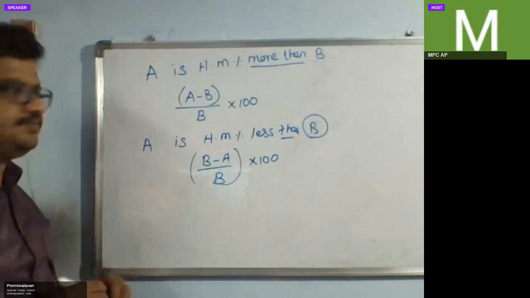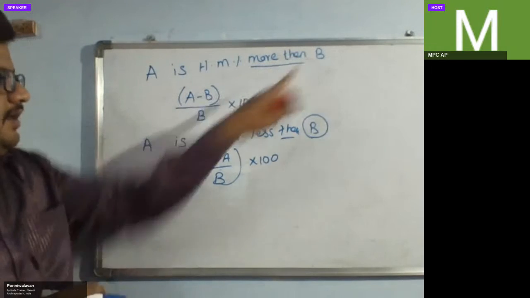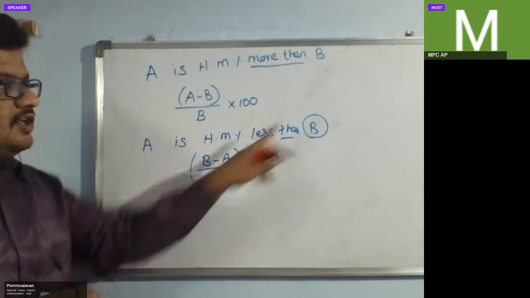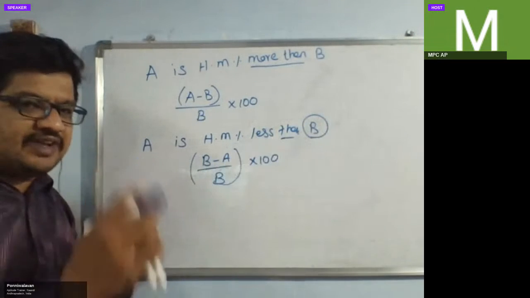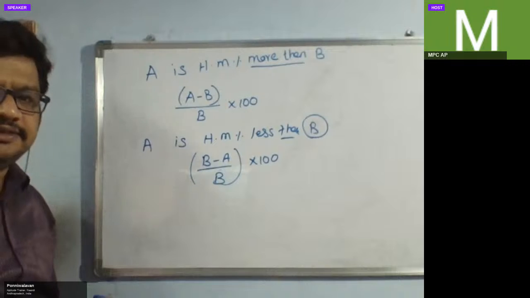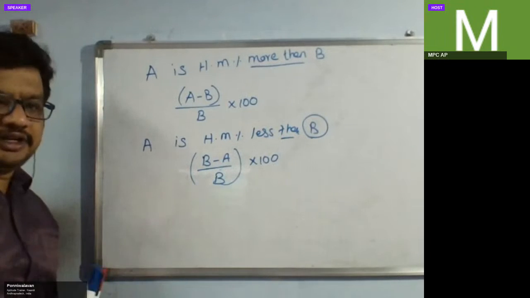Then B. It is A minus B by B, B minus A by A. So the reference value has to be very clear. The reference value has to be taken very clearly.